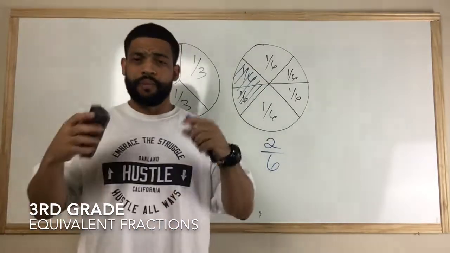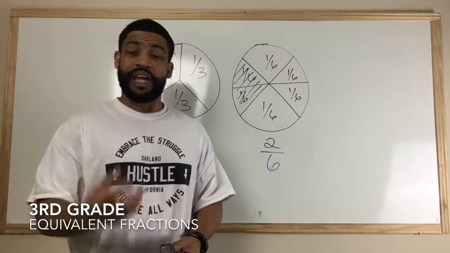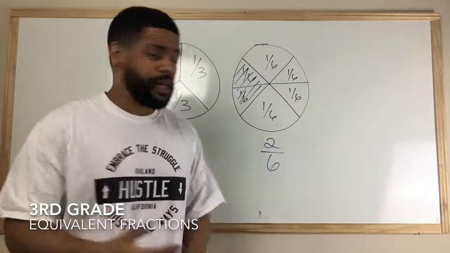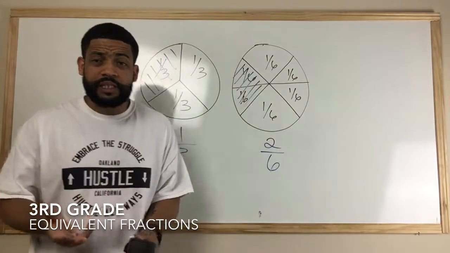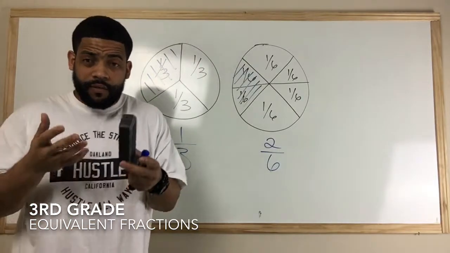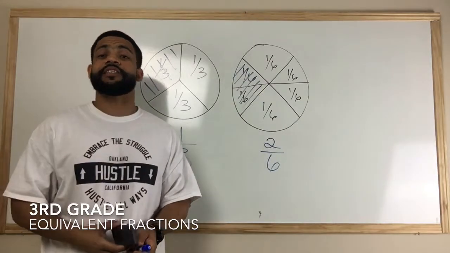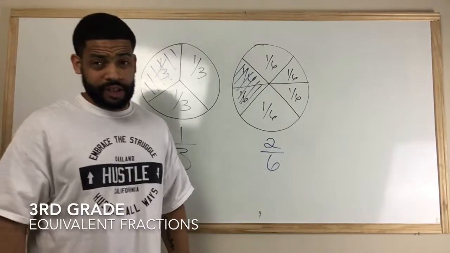So the major takeaway with this lesson is that the fractions may look different, but they have the same amount of value. The denominator, or the total number of pieces in the fraction, may be different, but those fractions can still have the same value, and that will make them equivalent fractions.